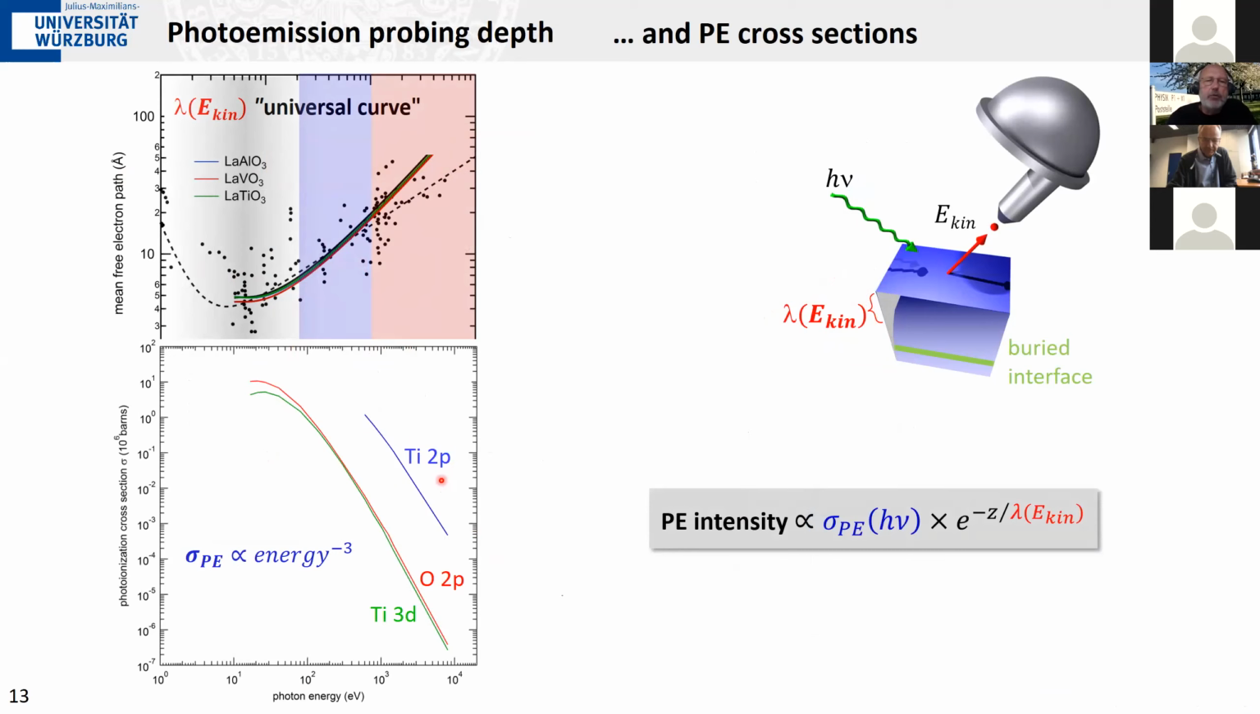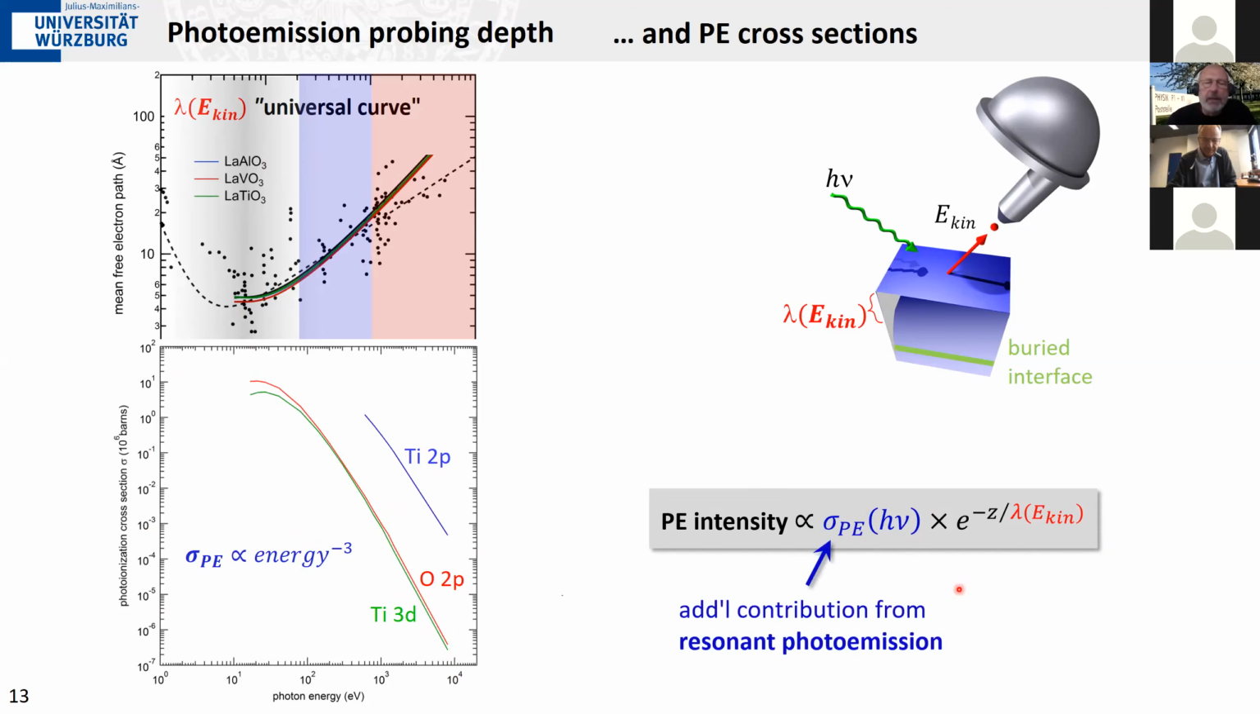This is titanium 2p, that's the core level that we have been looking at. That's oxygen 2p and titanium 3d. And you can see, this is a logarithmic scale for the photoionization cross-section, that this is dramatically decreasing as we go to these high energies, roughly proportional to the energy to the -3rd. So this kills our intensity here, and so we have to think about some trick how we can get this higher.